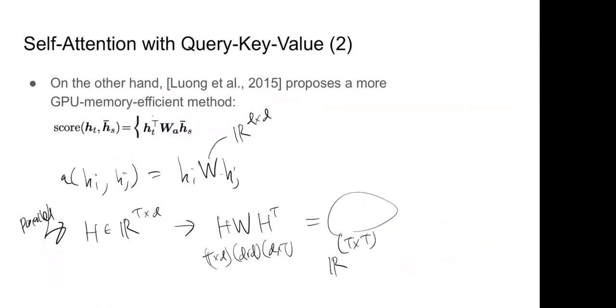Yep, that's right. Because you compute this sequentially, you're only occupying t times d initially. And once you multiply W to h, it becomes t times d, right? This is t times d. So your memory is t times d, and you multiply d times t, which is h transpose, then you get to t times t, but you never store a super large matrix, which is t squared d. So that's where the memory efficiency comes from.